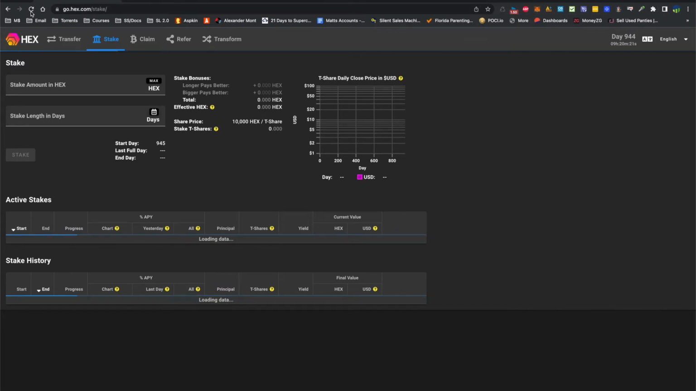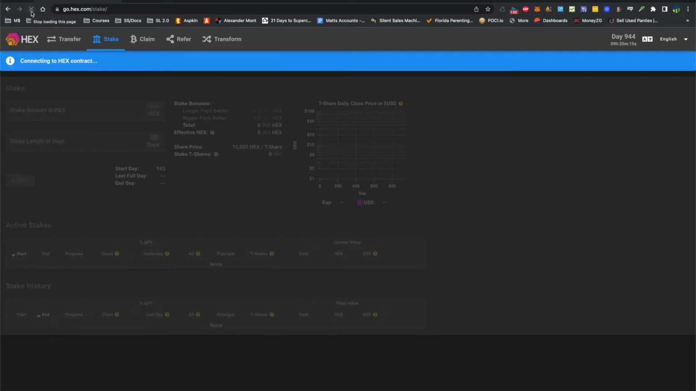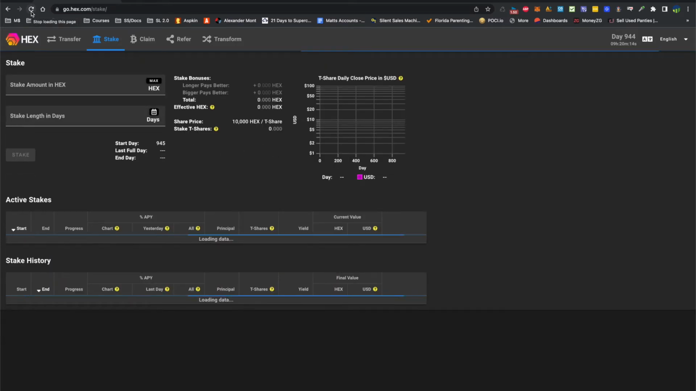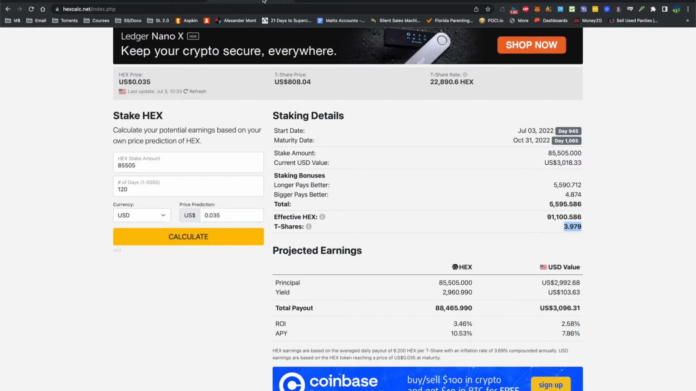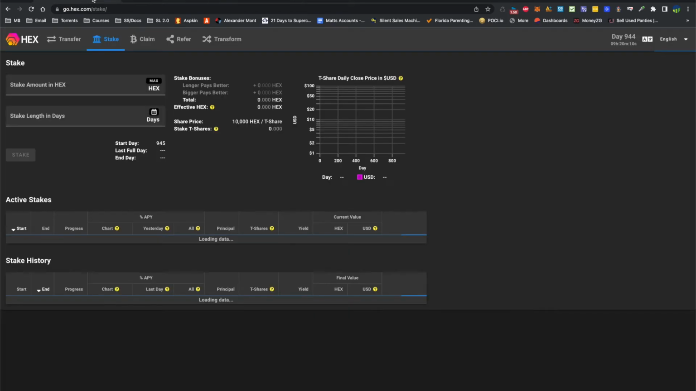I don't know why this is taking so long to load. But these two sites here are really helpful. So if you have any questions, I'm going to cut the video here. I was hoping this would load, but it doesn't look like it wants to load.